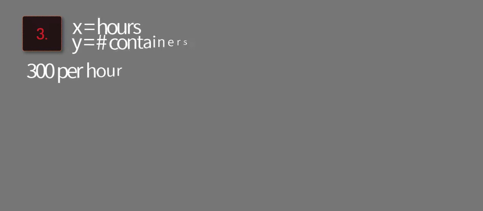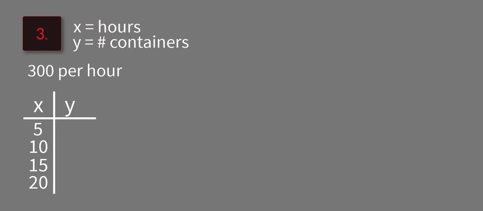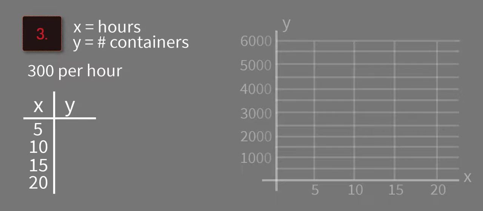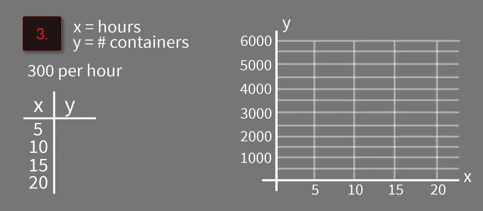All right, last but not least, number 3, we are given that an ice cream factory produces 300 containers of ice cream per hour. We're asked to make a table of ordered pairs where x represents the hours, y represents the number of containers. Specifically for 5, 10, 15, and 20 hours, we're asked to graph the ordered pairs and then finally again state the domain and range of the relation as it is stated, which means it's limited to just the x values we are given.